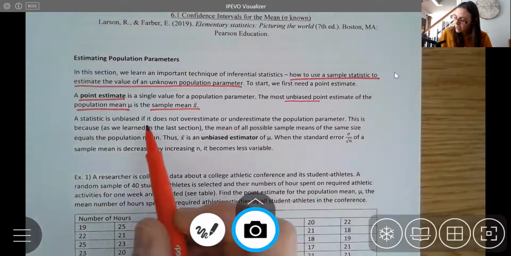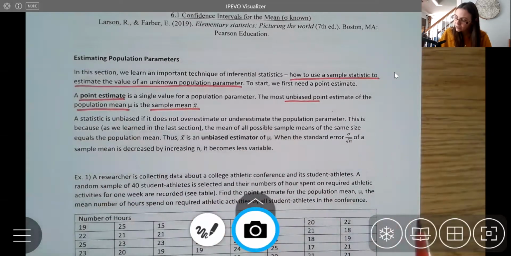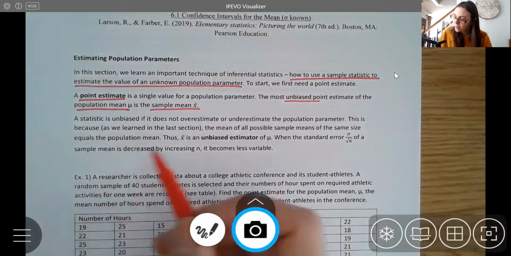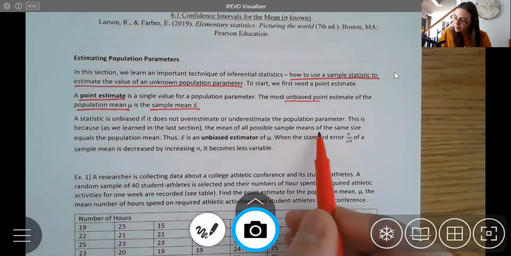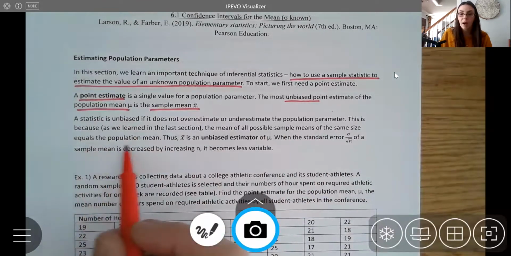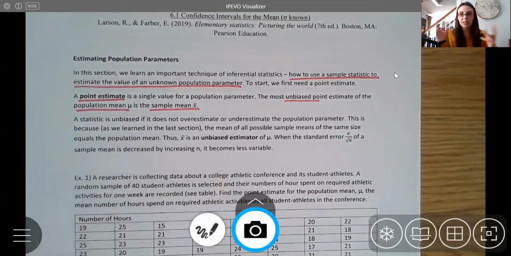Now, the reason that this is an unbiased estimate actually has to do with the central limit theorem that we talked about in the last section. That's because the mean of all possible sample means of the same size does equal the population mean. Remember when we took all those different samples and we saw that the means form their own normal distribution. Basically, that's how we noted it's unbiased.